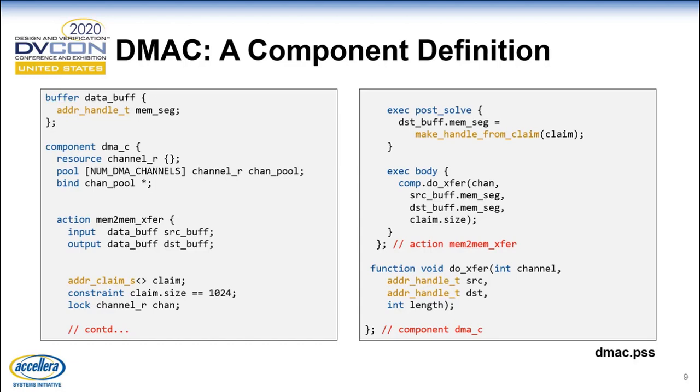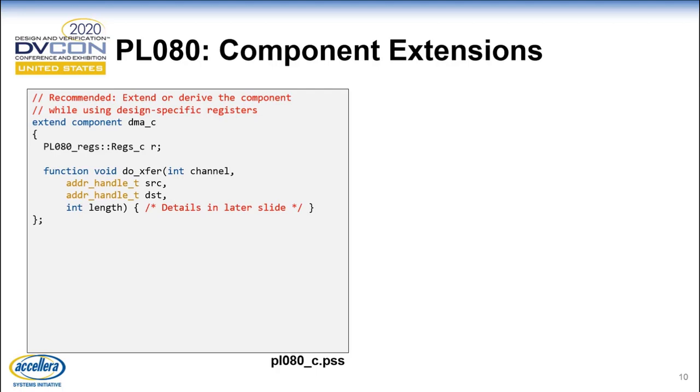And in 1.1, this is possible. You can do this in 1.1 as well, except that the do xfer function needs to be defined by the user directly in C, for example. So here we are going to see how it can be done in 1.1. Firstly, we are going to extend the component DMAC that we saw on the previous slide. And in this extension, we are going to create instances of all the registers from the test bench side. It's really a mirror model of the registers. And we are also going to define the do xfer using these registers.